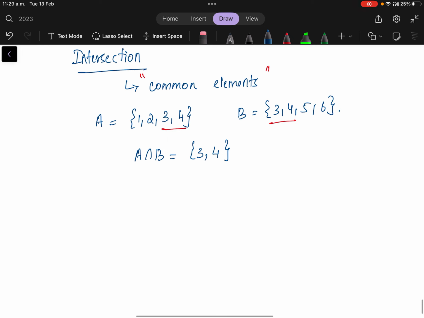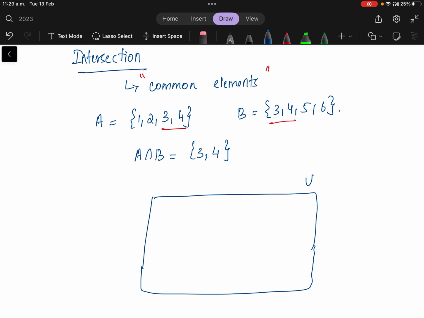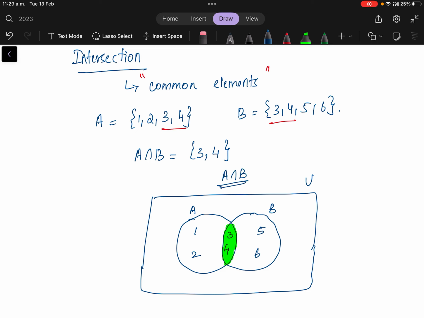And in the Venn diagram, I will just draw the universal set here. I have the sets A and B here, and 3 and 4 will come in the common part, and 1 and 2, and 5 and 6 will come here. And what is common to both of these? It is 3 and 4. So this portion is nothing but A intersection B. So that is union and intersection.